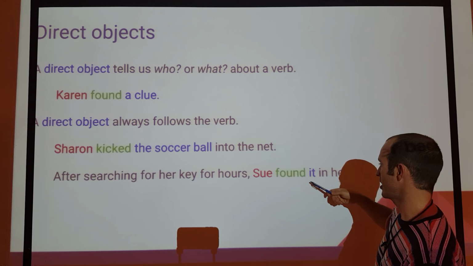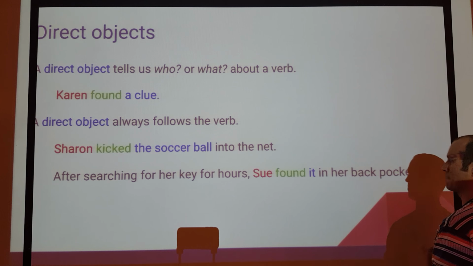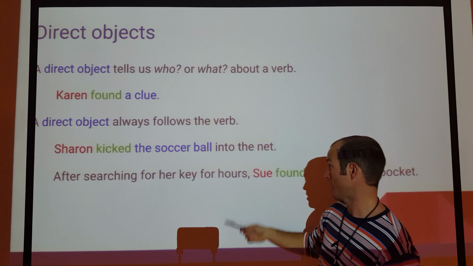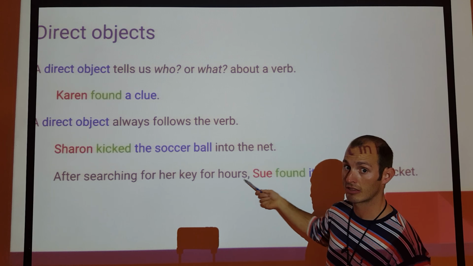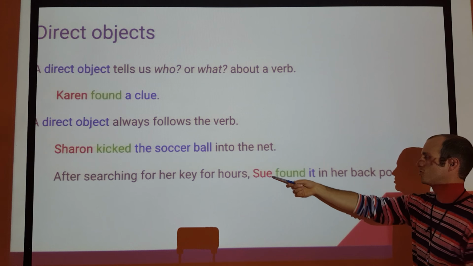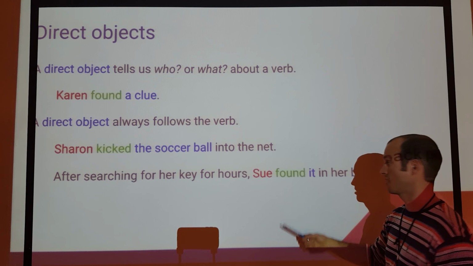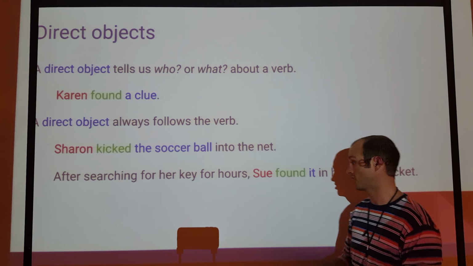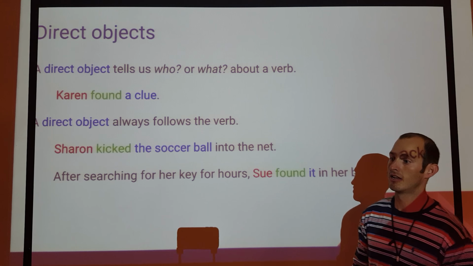After searching for her key for hours, Sue found it in her back pocket. This is another one of those cases where it's not always at the very first. Again, what do we have? A comma. The comma is right there. Sue found it. What is the action here? Finding. Who is doing the finding? Sue. What is being found? The direct object. It. Hit next, please.